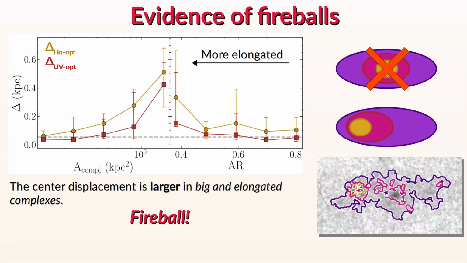So the case that we saw at the beginning is a nice case, but it's not the only case in which we can clearly see this. With this sample and these quantities, we could give some quantities that could show the presence of these fireballs in a systematic way. And this is important when we want to increase the sample and stop looking at them one by one.